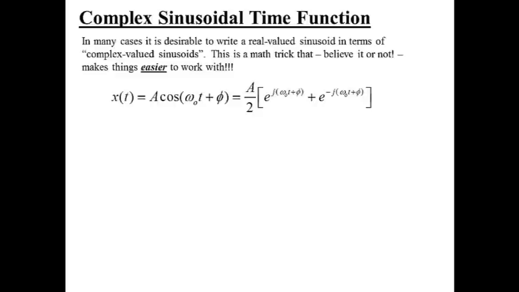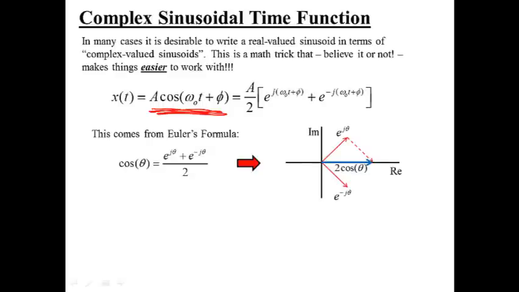We can write a cosine, a real valued cosine, as the sum of two different complex exponentials, e to the j blah. Blah is just a favorite phrase of mine that I use to describe a bunch of stuff that I don't want to say the whole thing.